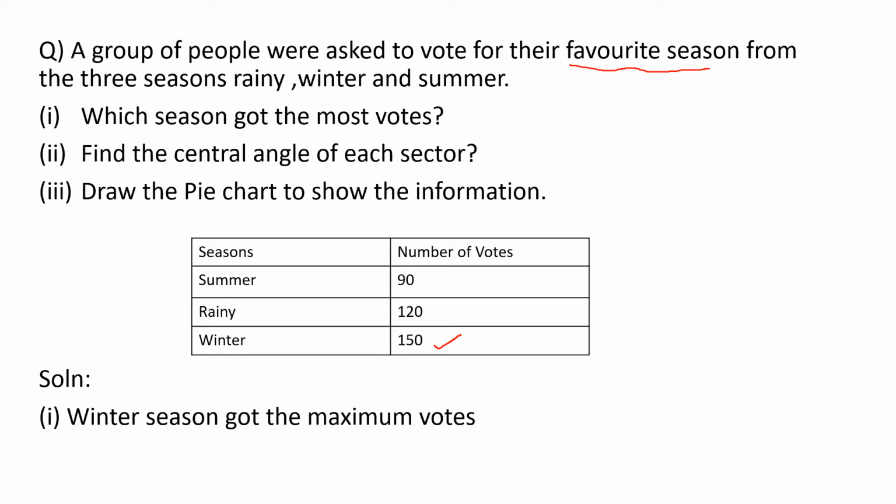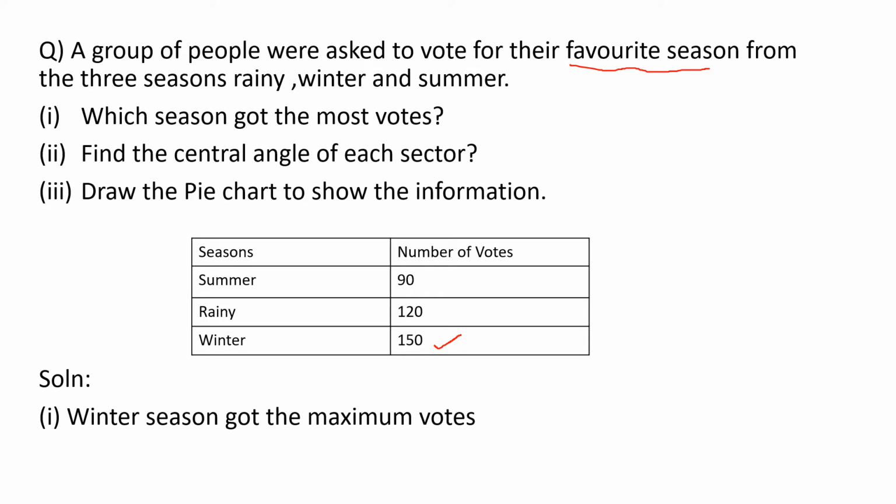So for these three seasons we want to find the central angle. That is the second question, where we do the calculation part. Now what is the third question? Draw the pie chart to show the information. Based on the second question, where we find the central angle for each season, we want to draw the pie chart. That is the third part.